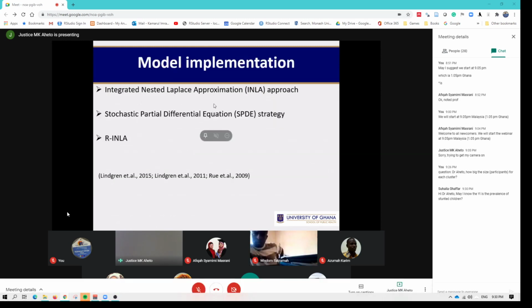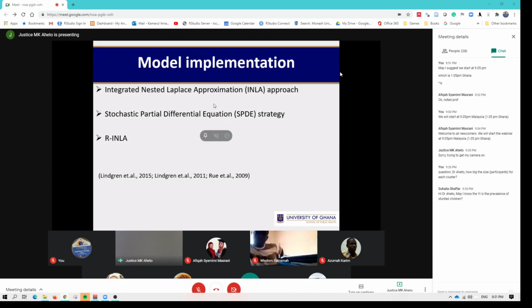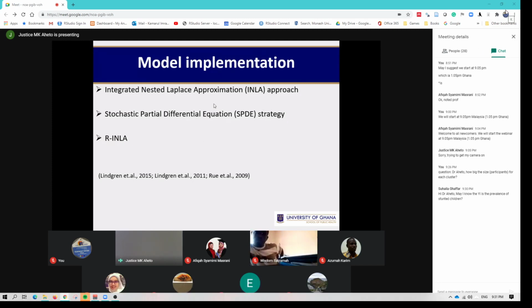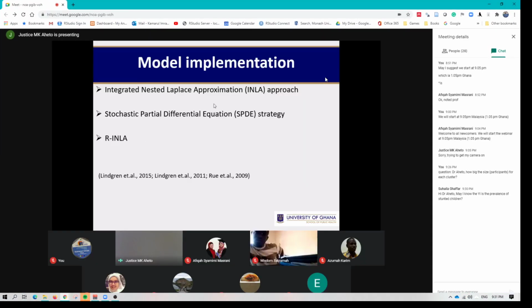Okay, so how do we implement the model? We follow strictly the INLA approach and then the SPDE approach in our modeling techniques. The reason being that we need to take into account a lot of issues. One, we are not only interested in doing the prediction at the sample locations, we are also interested in doing the predictions for locations where we don't have any samples taken during the survey, because the goal is to predict continuously over the entire Ghana.